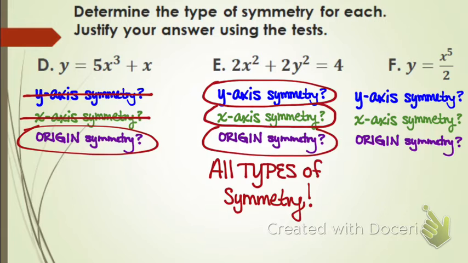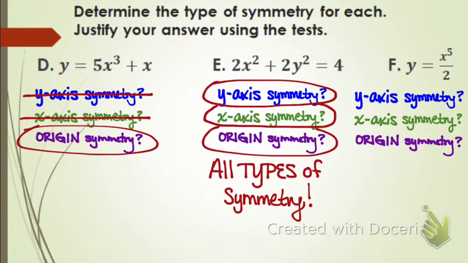Absolutely. Before we go through F, though, I'm just curious whether or not anybody recognized the equation for part E. Does anybody know what type of shape this would make if we were to graph it? It would make a circle. This would make a circle centered at the origin.